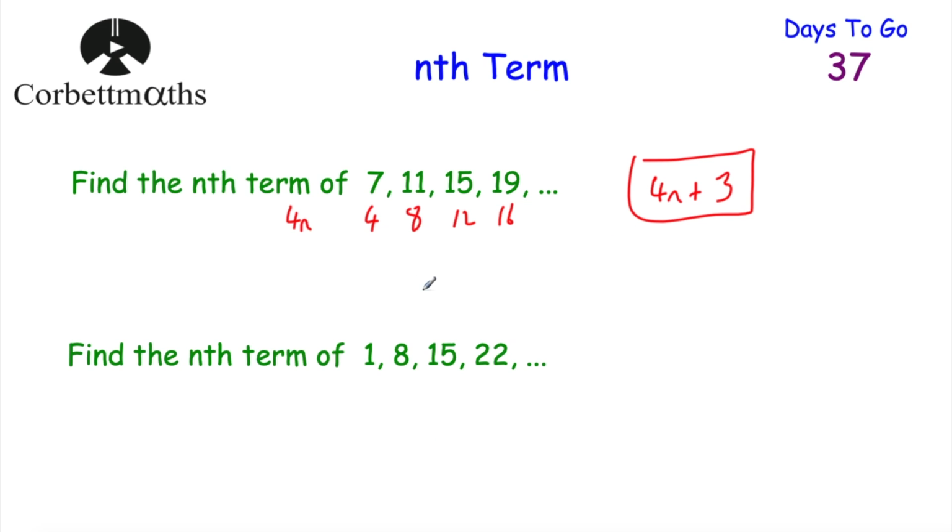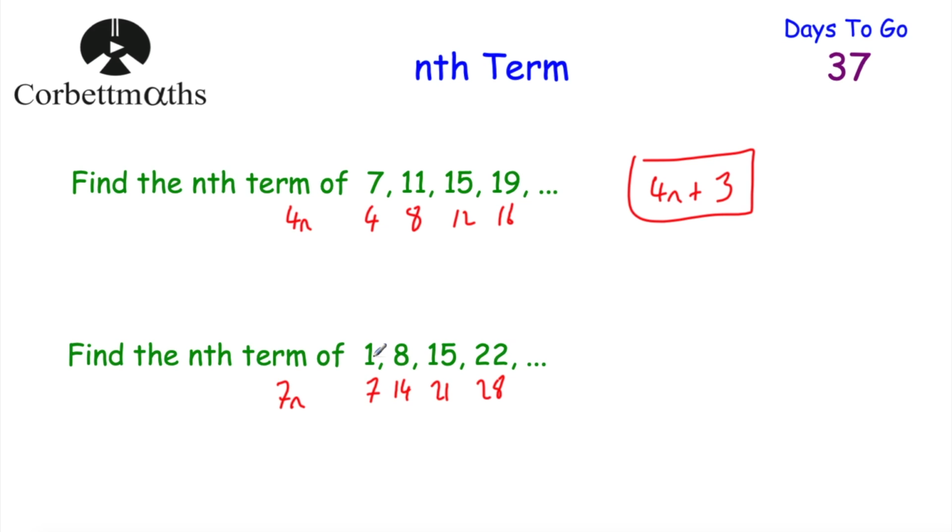Okay, now here's one for you to try. Here's the sequence 1, 8, 15, 22. Can you press pause and find the nth term of that sequence? Okay, the terms in the sequence are getting bigger by 7 each time, so we're going to write 7, 14, 21, and 28 beneath the sequence, and that's 7n, the multiples of 7.